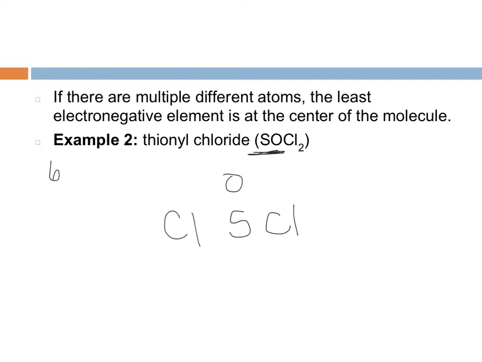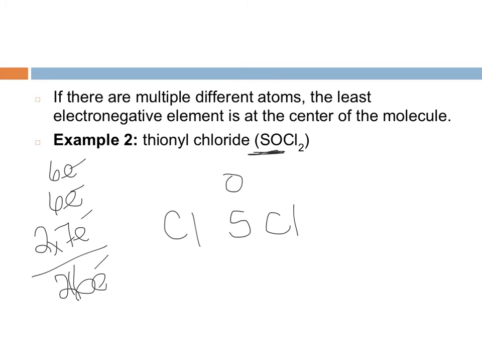Oxygen has 6, sulfur has 6, and we have 2 chlorines each with 7 valence electrons. So if we total this up, we're going to get 12 plus 14, which equals 26 electrons. So again, 2 between each bond, that's 6 total. We're going to add around the outer atoms.